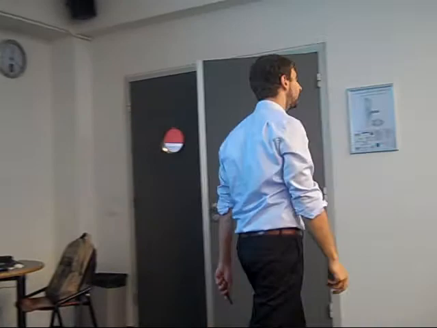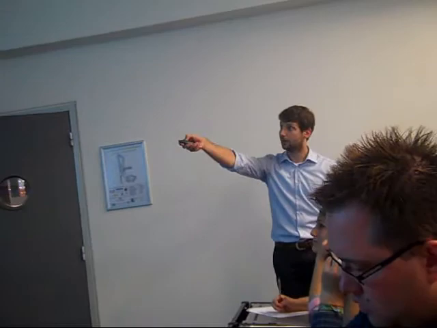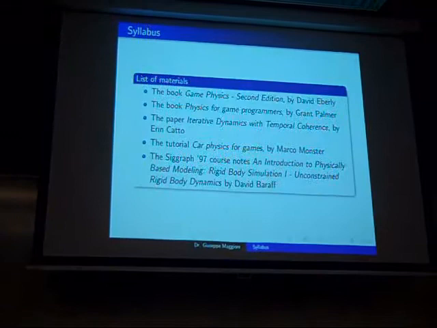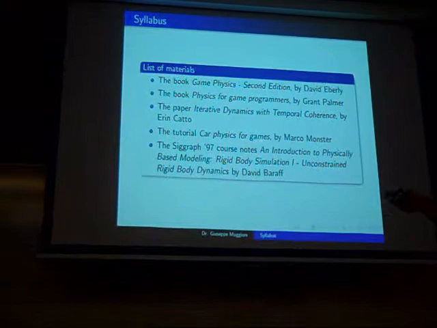Then there's a paper, Iterative Dynamics with Temporal Coherence, which appeared at GDC 2005 and changed the landscape of collision detection. This is what we're going to be using. This is absolutely fundamental. Learn these two names, David Eberly and Erwin Coumans, by heart, okay? And check their pictures, because if you ever cross paths with them, just, I don't know, bow, whatever. And then I'm going to be using a couple of additional useful resources, which are less central.